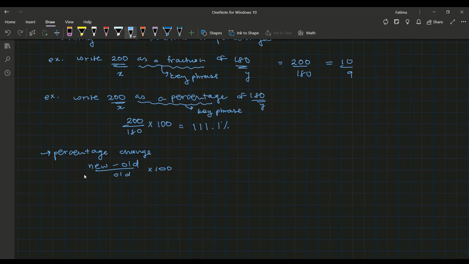So basically, percentage change can be either positive or negative. Now, in the case where it is positive, that means the price has increased. That means the new price is always going to be greater than the old price. And if the percentage change is negative, that means there's been a decrease. So the old price would have been greater than the new price.